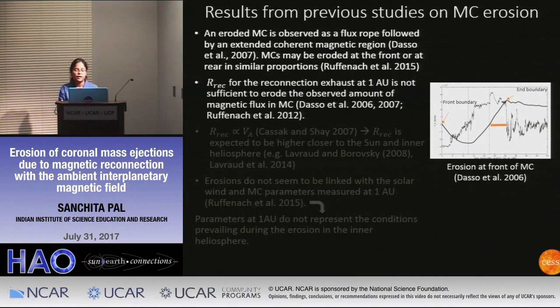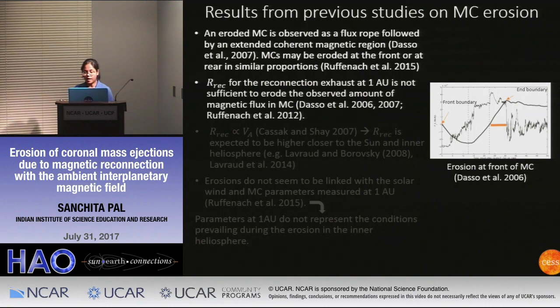Another important result is the reconnection rate for the reconnection exhaust at 1 AU, which several studies have found is pretty much lower than it should be for the observed eroded flux amount. I will try to explain it. Several studies have found the reconnection rate, if the reconnection is happening at 1 AU, is very small, like 0.02.